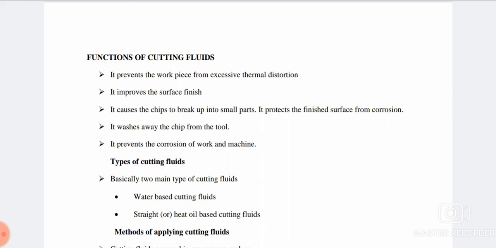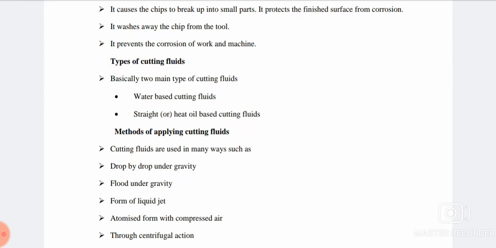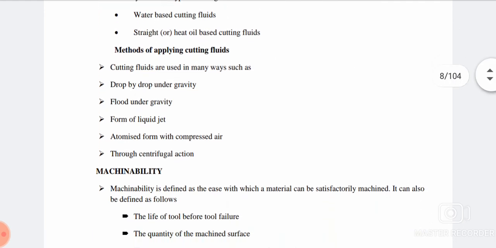Types of cutting fluid. Basically, there are two main types of cutting fluids: water-based cutting fluid, and straight or neat oil-based cutting fluid. Method of applying cutting fluid. Cutting fluids are used in many ways, such as drop by drop under gravity, flood under gravity, in the form of a liquid jet, in atomized form with compressed air, and through centrifugal action.